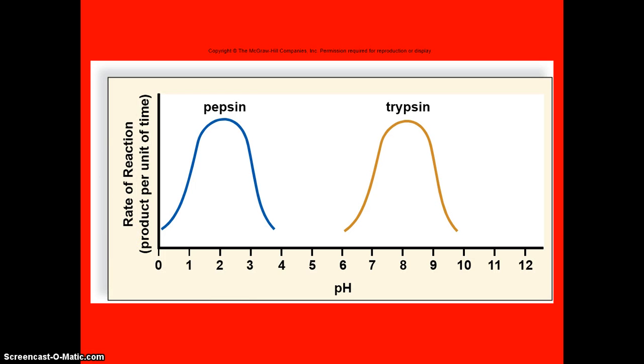This diagram just shows optimal levels for different enzymes. Pepsin is an enzyme, and so is trypsin. Pepsin works best at a pH of about 2. Now, it will work at a 0, but just not as effectively, and at a 4, but just not as effectively. Trypsin, on the other hand, doesn't work at lower pHs. It works at more basic pHs. So its optimal level of working is around a pH of 8.